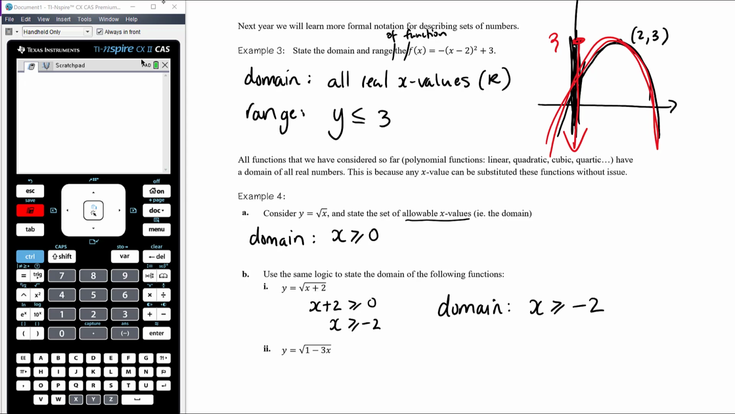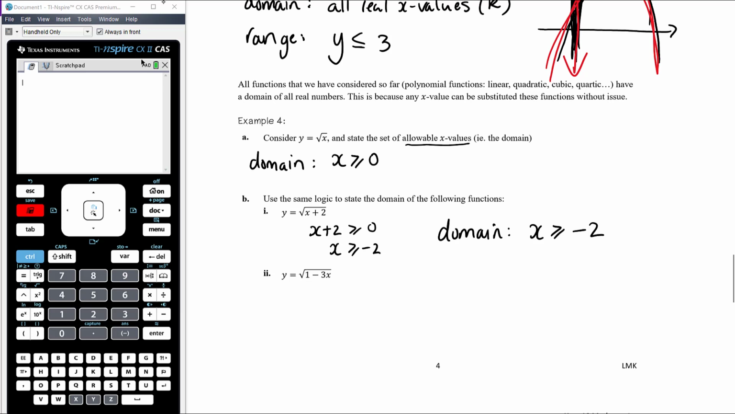If it equals -2, we'll be calculating the square root of 0, which is 0. If it equals -1, that'll be the square root of 1, that exists. If x is 20, the square root of 22, that exists. However, if x were to be -5, then we would be trying to calculate the square root of -3, and that doesn't exist. So that's why x can only be numbers that are bigger than or equal to -2.